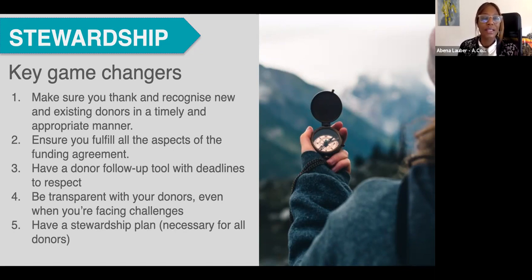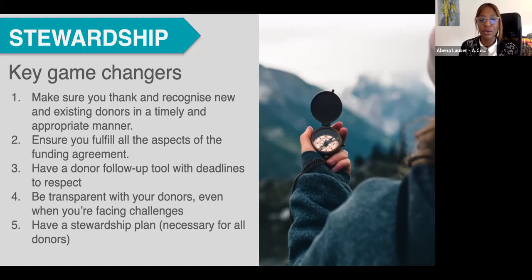Ensure you fulfill all the aspects of the funding agreement. If it's a formal agreement, make sure that it is really planned moving forward. The reporting should be planned within your actions, and resources should be allocated for that. And once you get the funds, it's also the time to perhaps double check with certain people on the expectations. Have a donor follow-up tool with deadlines to respect. It's really key to have processes in place to make sure that you're doing the correct stewardship for each donor type.